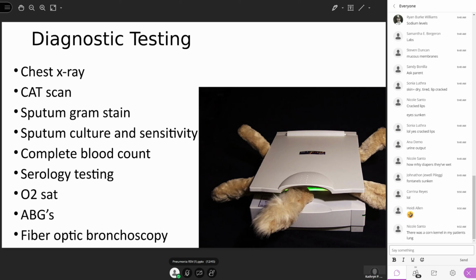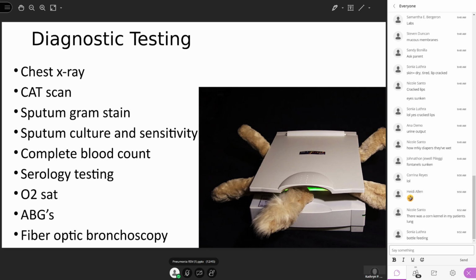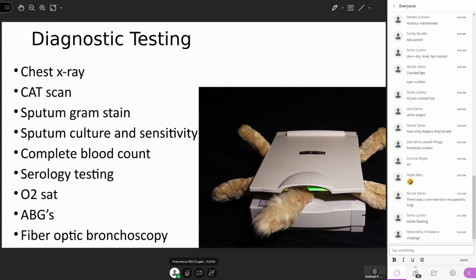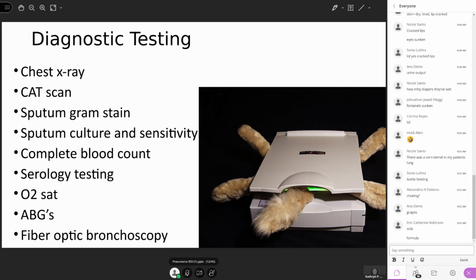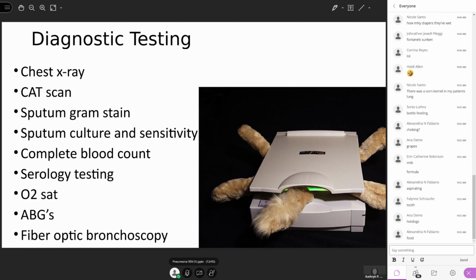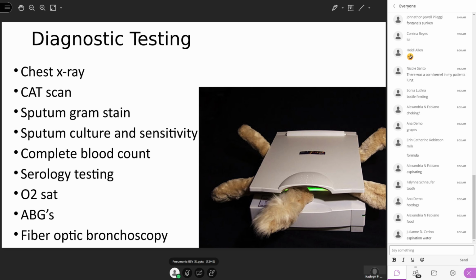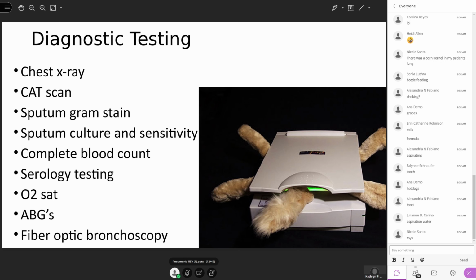Oh, corn kernel, I was not going there, Nicole, but that's interesting. And you're in the right neighborhood, Nicole. On what, Alexandria? Not grapes. Not milk. Aspirating what? Not a tooth? Not a hot dog? Oh, Alexandria is going with the big concept, food. It's peanuts.